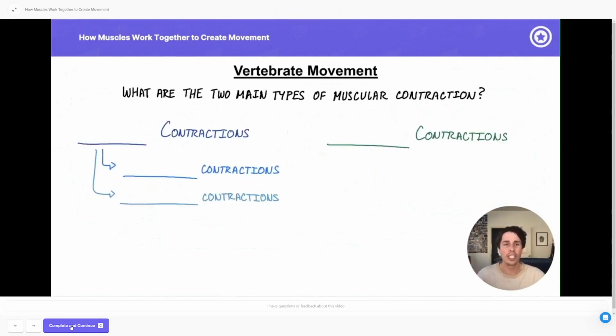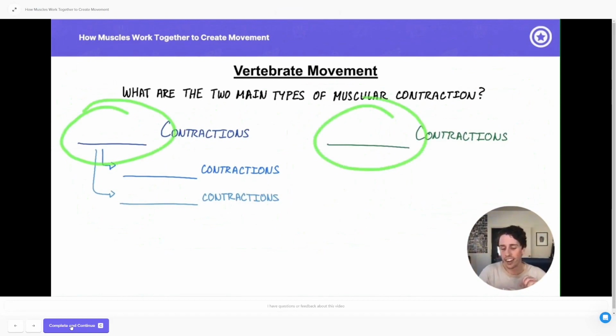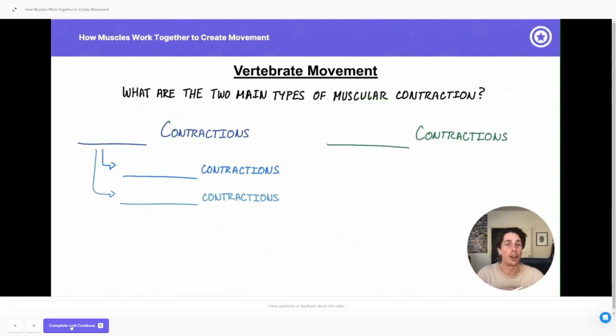I want you to try to think about what the two main types of muscular contraction are. If you need to pause the video to think about this for a little bit, feel free to do that. But if you feel pretty certain, just go ahead and write these in right here. We're going to have two types. First off, let's talk about this one right here. We're going to have isotonic contractions right here. So let's go ahead and write that in, isotonic.